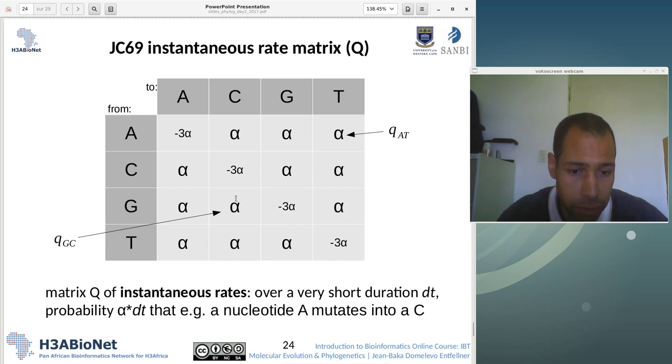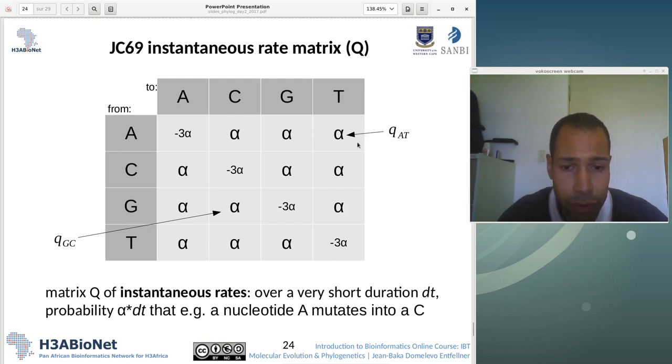Here, for instance, you're in the row G and in the column C, so it means it's the instantaneous rate pertaining to a mutation from G to C. This one is the instantaneous rate from A to T. It's very common to call this matrix the Q matrix.